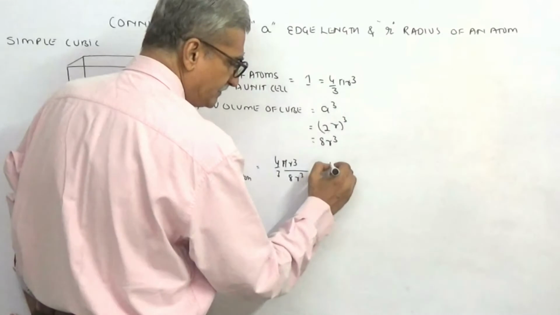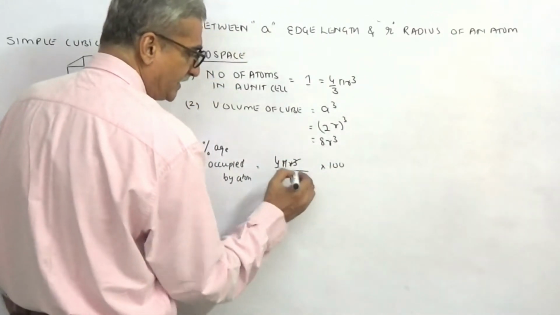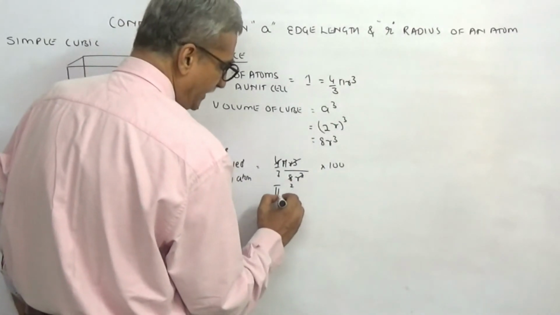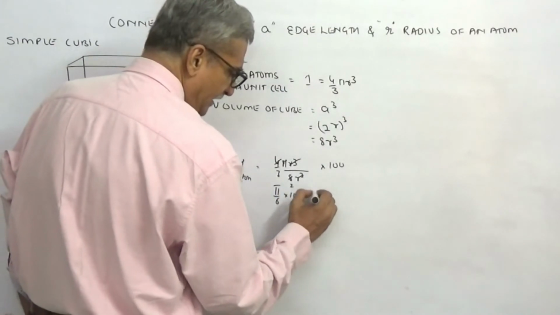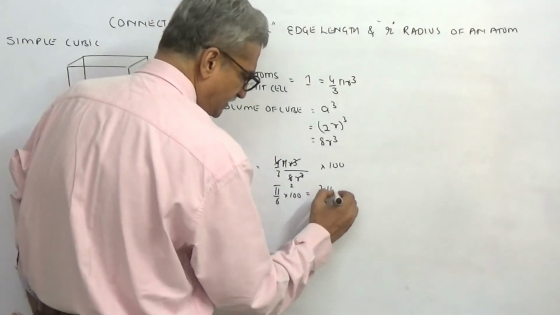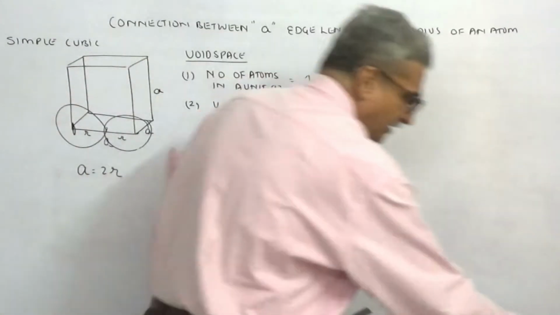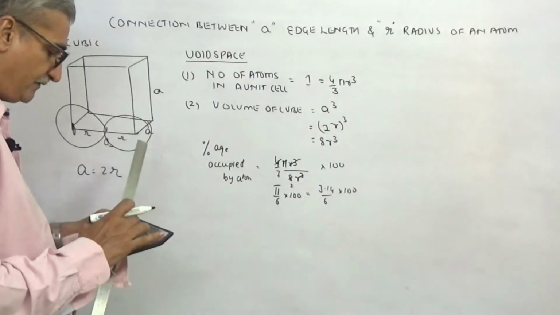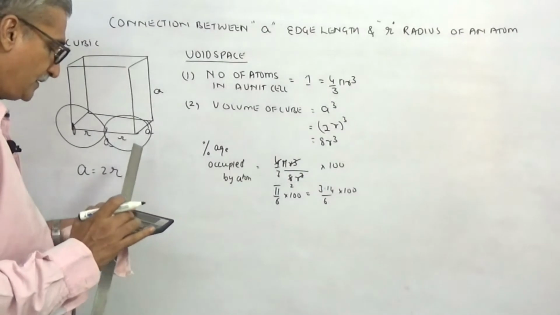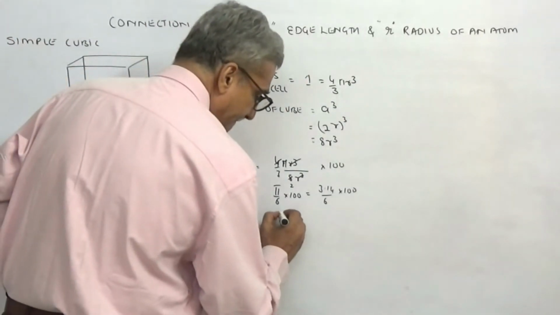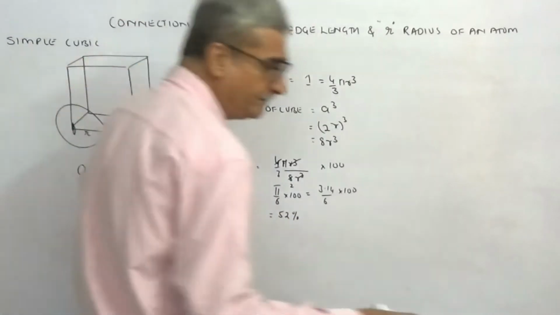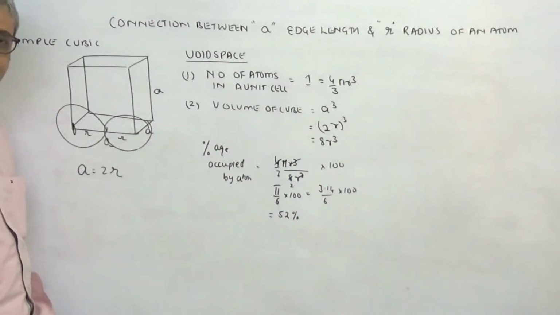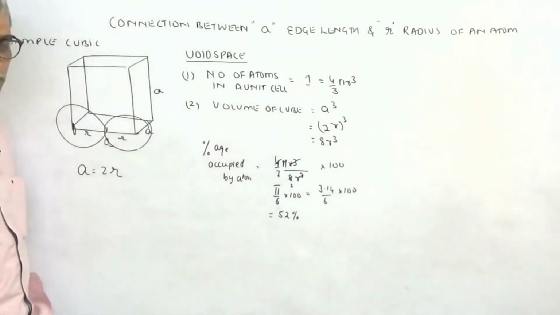When you want to find percentage, multiply by 100. So here r cube cancels. 4 ones are 4, twos are 8. So that means you have pi by 6 into 100. That's 3.14 upon 6 into 100. So let us now calculate how much it is. 314 divided by 6. So that is nearly 52%. So in a simple cubic, the volume occupied by the atom in the cube is 52%.